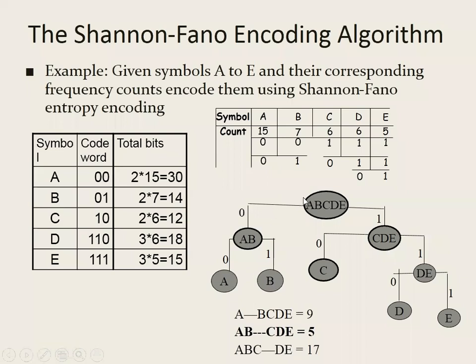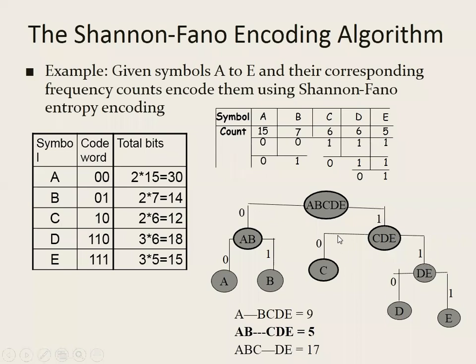What is the code word for A? Starting from the root, following the path until we reach A, we have to concatenate all the binary zeros and ones. From the root node until we reach A, we have 0, 0. So the code word of A is 00. The code word of B is 01. The code word of C is 10. The code word of D is 110.